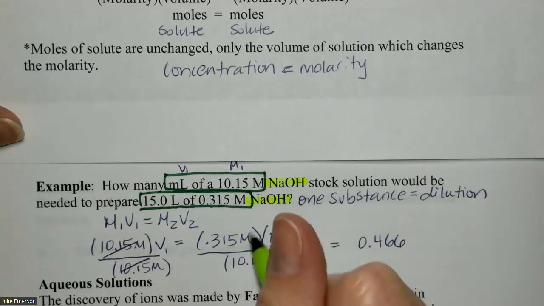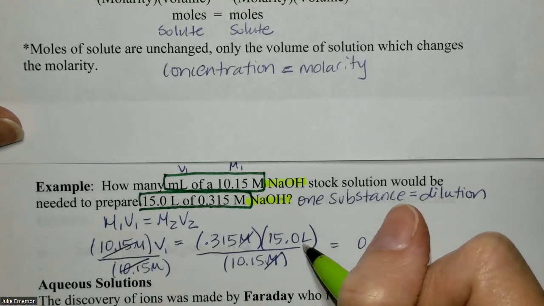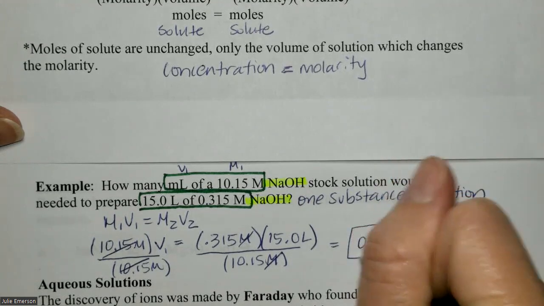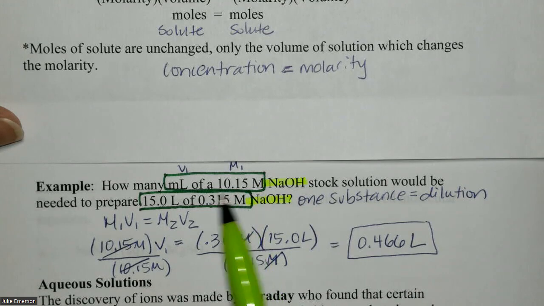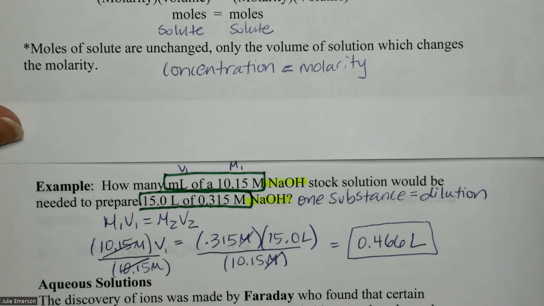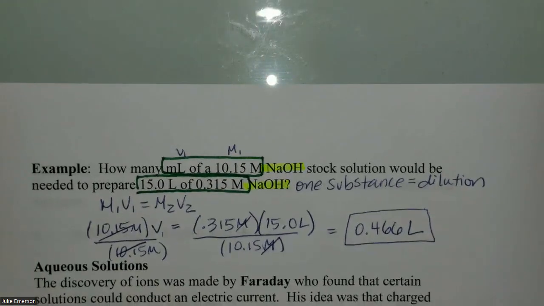Now molarity has canceled out, so the volume unit would be the same as the V2 unit. So it would be liters. So I would need about half a liter of that stock solution. And then I would add about 14.5 liters of water to get the final molarity at 0.315. Okay, so that would be what we're looking at for that particular question.